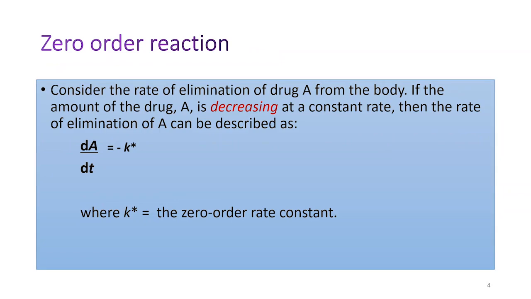Consider the rate of elimination of drug A from the body. If the amount of this drug A is decreasing at a constant rate, and when we say constant, the same amount, then the rate of elimination of drug A can be described as dA over dt equals negative K asterisk, where K asterisk is the zero order rate constant. So to get this, we look at the amount of drug over time.